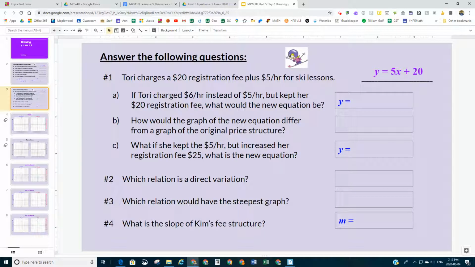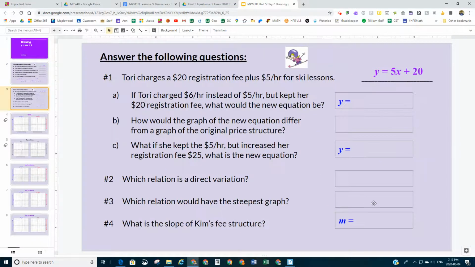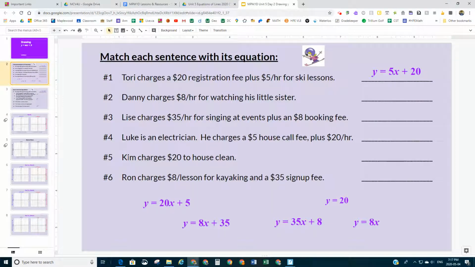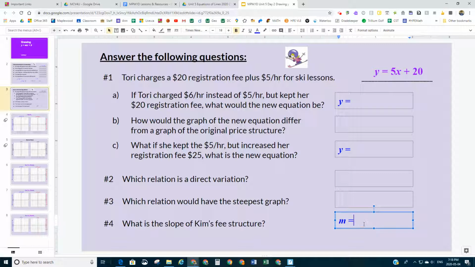Which one would have the steepest graph? If you were to graph all these, which one would be the steepest? I think it would be the one with the highest slope or rate of change. So just tell me which one it is there. And then, which one is the slope of Kim's fee structure? Kim's kind of a special one here. One of these matches Kim's. What's the slope for hers? Again, you can just go in here and put your answer right there.